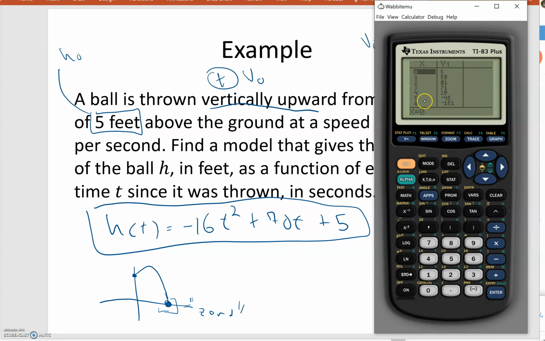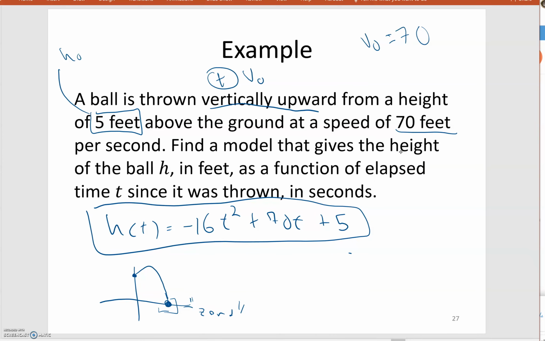So you notice this is negative at 5. That's 5 seconds. So basically I don't need to look at anything past 5, but I'll put 5 in and then do zoom fit. Okay, so this is a good picture of the function.